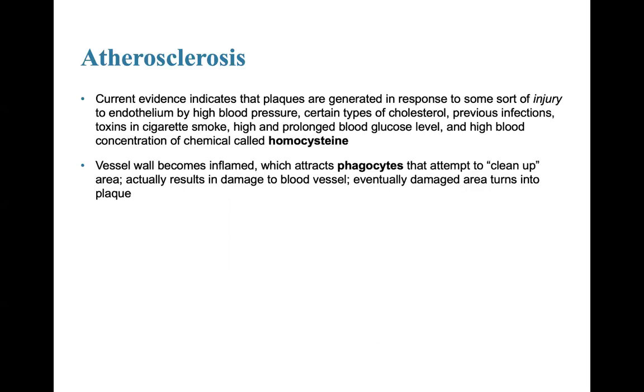Current evidence does suggest that plaques are generated in response to some sort of injury to the endothelium by high blood pressure, certain types of cholesterol, previous infections, toxins in cigarette smoke, high and prolonged blood glucose levels, and high blood concentrations of a chemical called homocysteine. The vessel wall becomes inflamed, which is going to attract phagocytes in an attempt to clean up the area. This actually results in damage to the blood vessel. Eventually, the damaged area turns into a plaque.